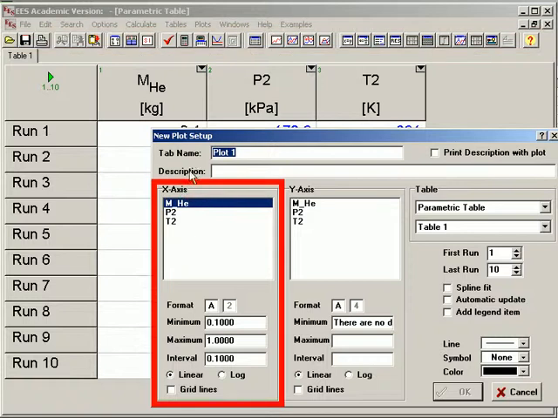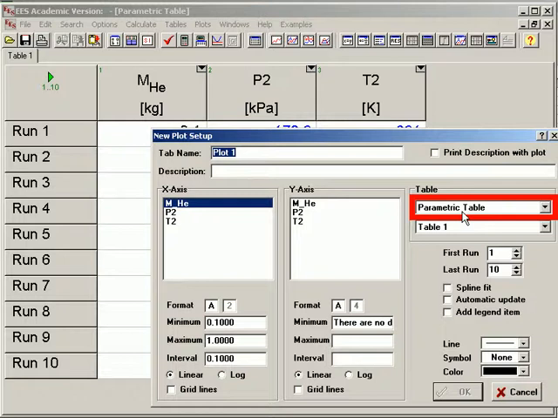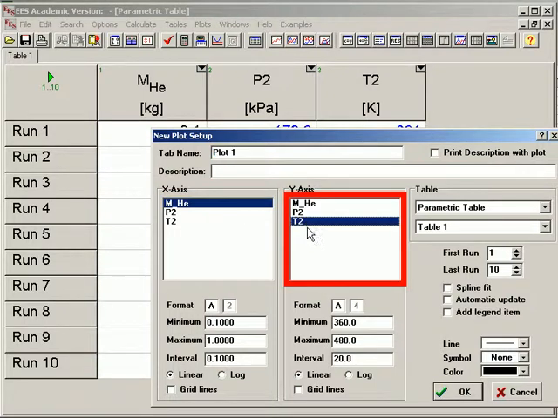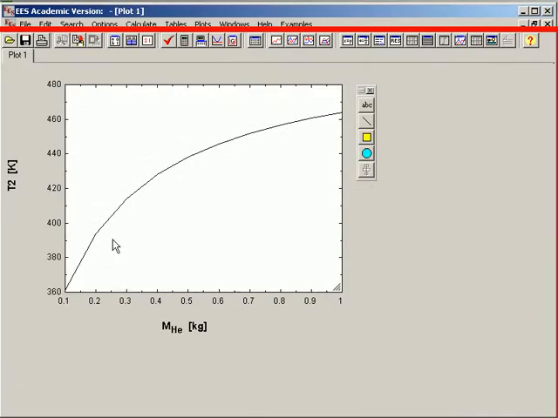The plot name is just going to be Plot 1. The data is going to be coming from the parametric table, and in particular table number 1, and of course we can then choose what's on the X and the Y axis. So if the X axis is the mass of helium, on the Y axis we can put temperature. There are a number of different options here which you can play with, but let's hit OK, and we see then the plot of temperature as a function of the mass of helium.